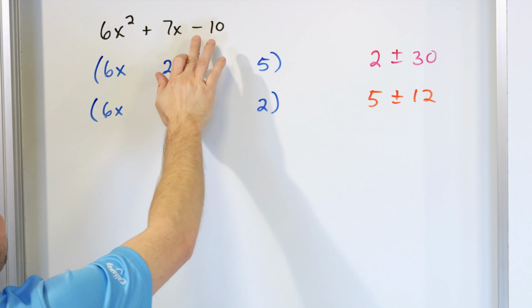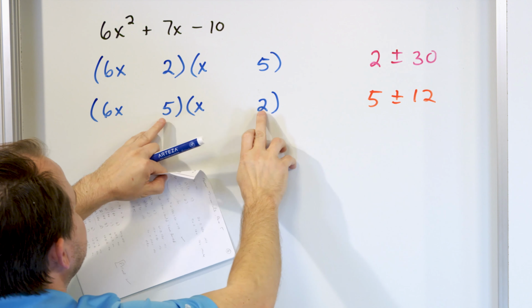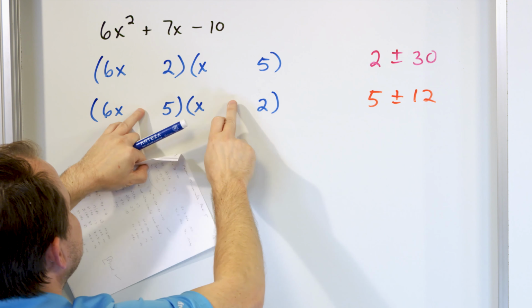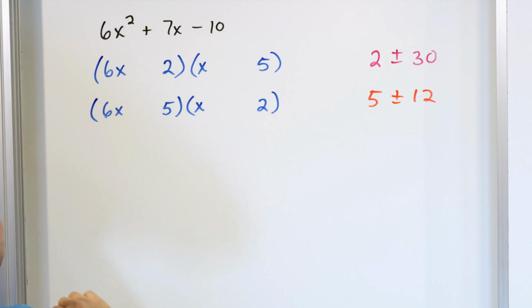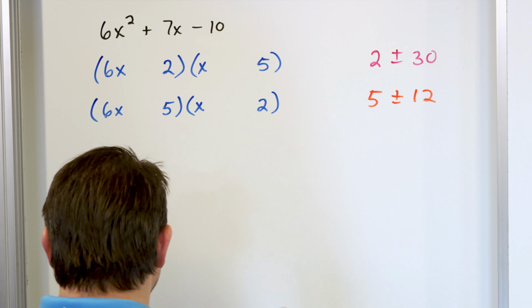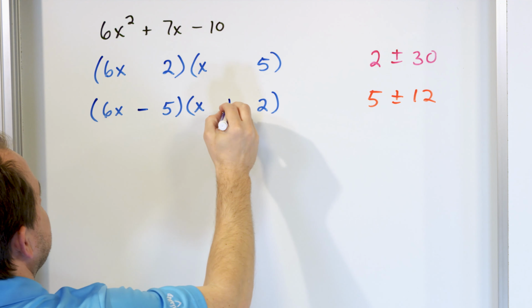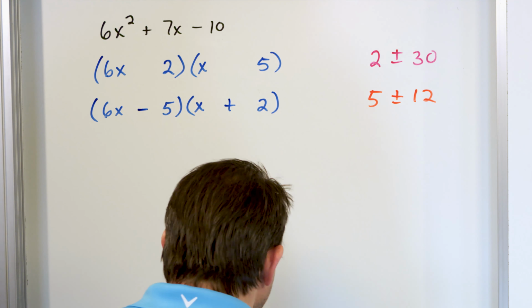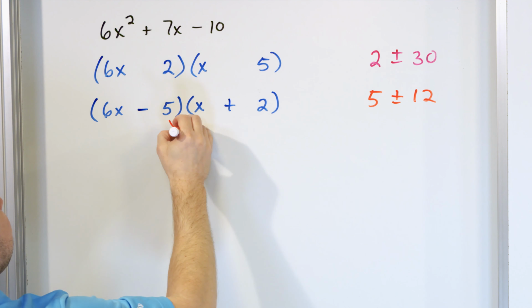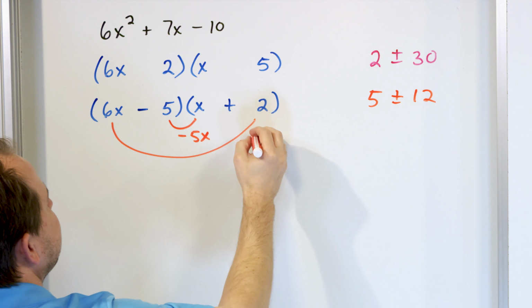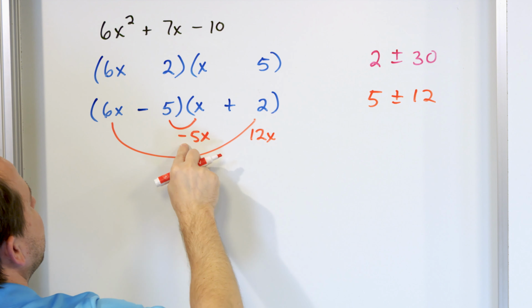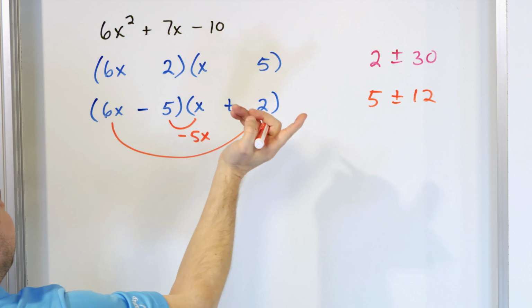I know that I'm trying to get negative 10 at the end, so 5 times 2, so I need to have opposite signs, either plus minus or minus plus. That's the only way I'll multiply to get negative 10. So I will just choose the first thing that pops in and try this. And what happens here is I will get negative 5x from the inner terms, and from the outer terms, 2 times 6 is 12x. And when I add those, I will get positive 7x, which works.